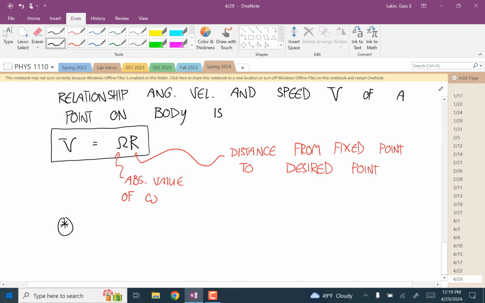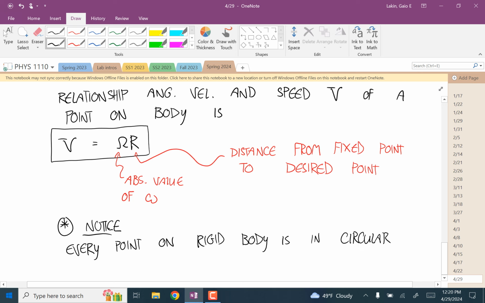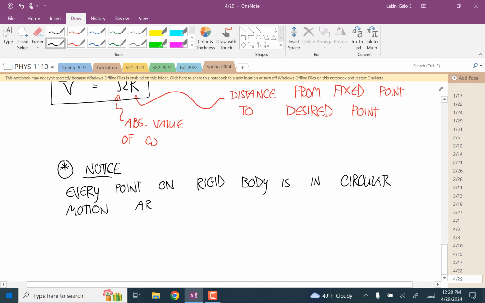And what you need to remember in order to figure out the direction of the velocity vector is notice every point on a rigid body is in circular motion around the fixed point. Okay.